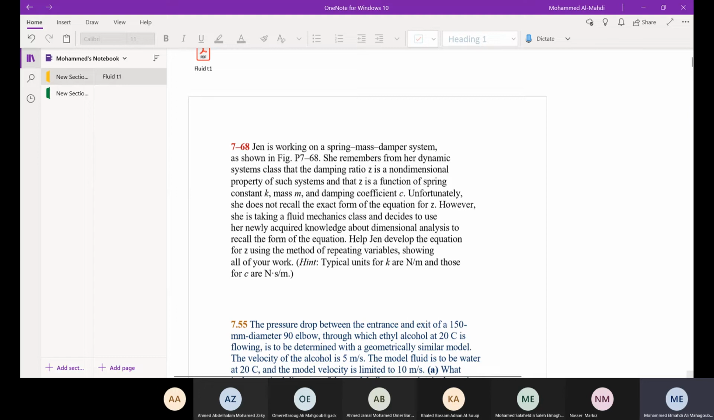First we have four parameters in our equation, and to know how many repeating variables to start with, how do we do it? We check how many dimensions we have in this equation. We have the mass, one dimension, which is M, and we have K, which has these dimensions, newton over meter.